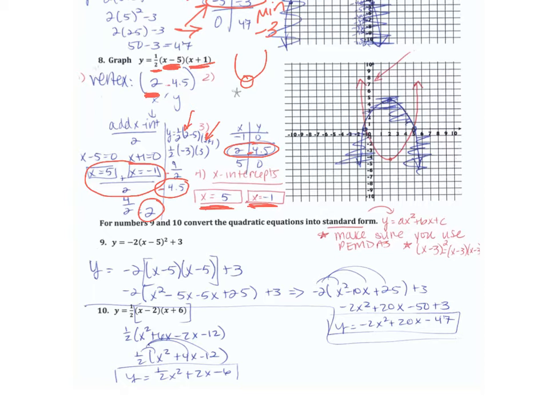The axis of symmetry is the x-coordinate of our vertex. X is 2. And our min value is the y-coordinate of our vertex, -4.5.